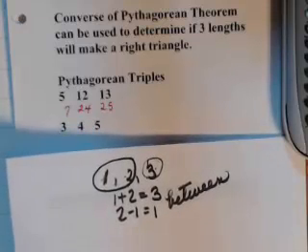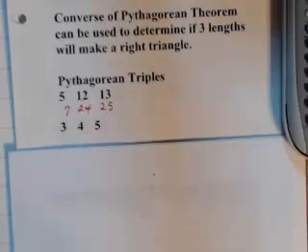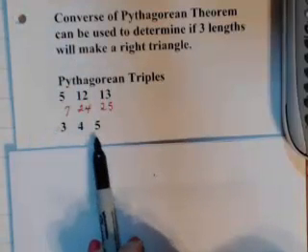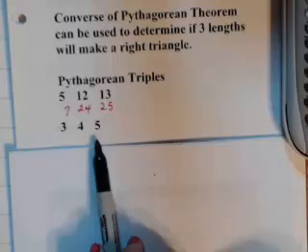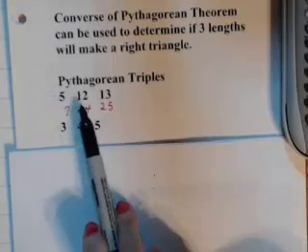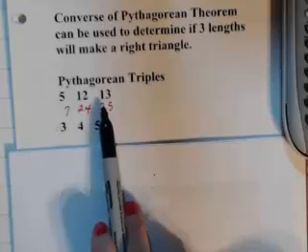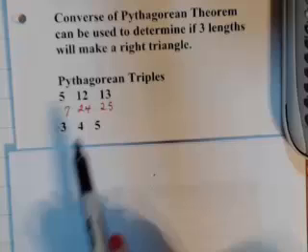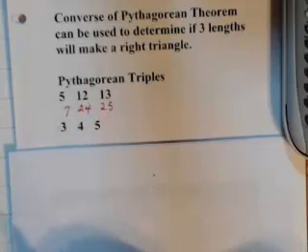Numbers that are used often in making right triangles are called Pythagorean triples. The 3, 4, 5 probably is the one that is used most often. 5, 12, and 13 is used often, and 7, 24, and 25. So those are 3 examples that are called Pythagorean triples. There are 3 dimensions that make right triangles.